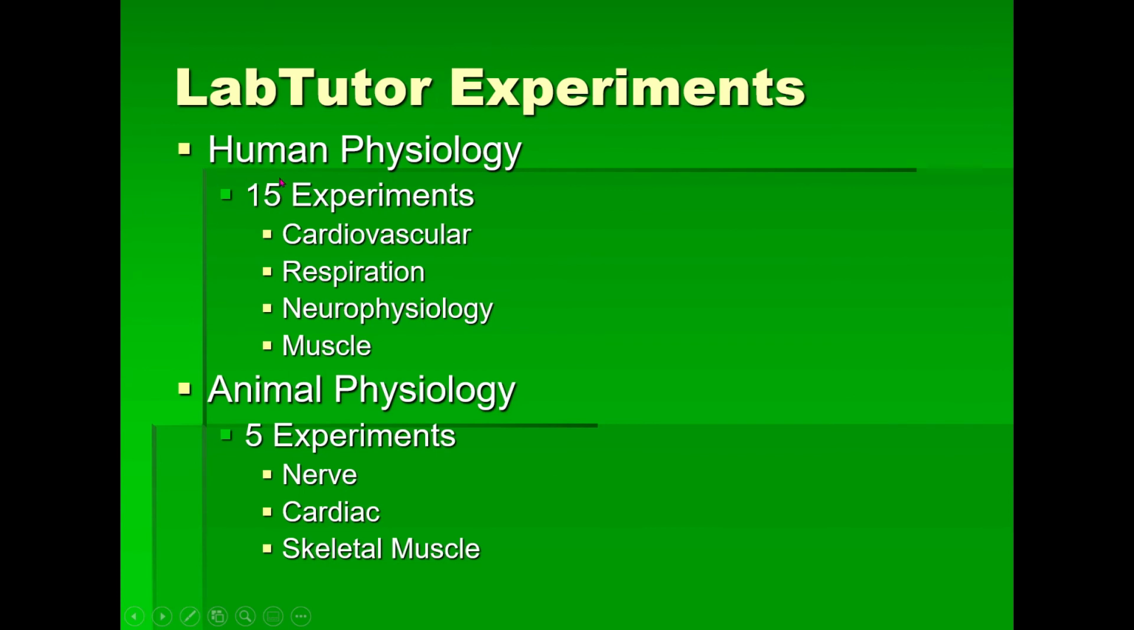For example, the human experiments included in our syllabus are almost 15. Some are from the cardiovascular system, such as refractory period of the frog heart and the ECG, and we have experiments from the respiration, lung volumes and capacities. We have pulmonary function test, and then vital capacity, all these things.